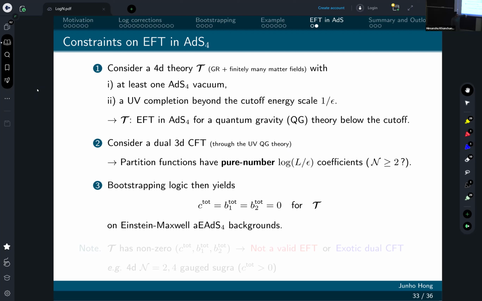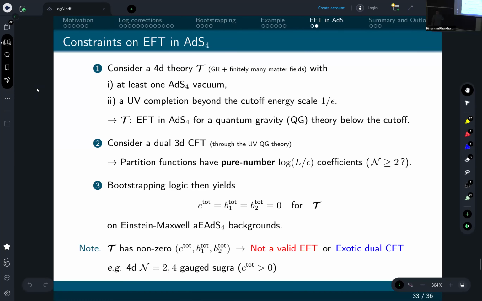The conclusion is that these three heat kernel coefficients vanish for generic Einstein-Maxwell background. So what does it mean? If your putative standard EFT has a non-zero element out of these three, then there are only two options. It cannot be a valid EFT, or its dual CFT introduced in step 2 must have some coefficient for the logarithmic term that depends on continuous parameters. Are you saying again why that's exotic? So, to the best of my knowledge, in 3D CFT, we have never seen a partition function whose logarithmic term has a coefficient which is not a pure number.